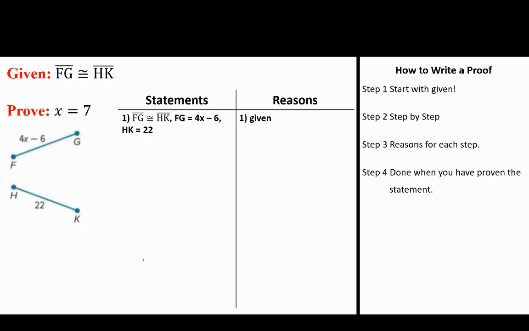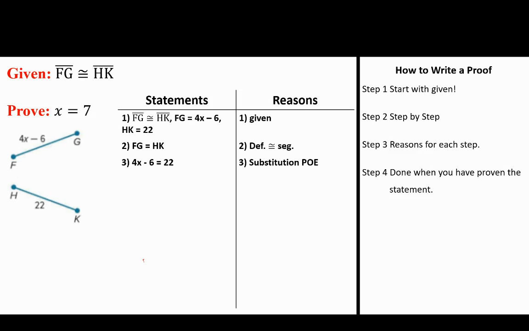Now, from there, let's see. I really probably want to get FG and HK equal to each other. So how am I allowed to say that FG is equal to HK? Well, I knew they were congruent, and the definition of congruent segments says if they're congruent segments, then they're segments with the same length. So I can say FG equals HK. From there, I know FG is also 4X minus 6, so I can substitute that in. And I know HK is 22, so I can substitute that in as well. So I have 4X minus 6 equals 22. Once again, anytime we're substituting in, it's the substitution property of equality.